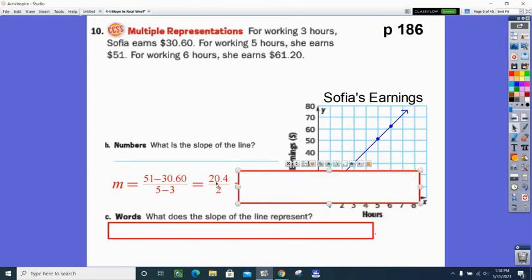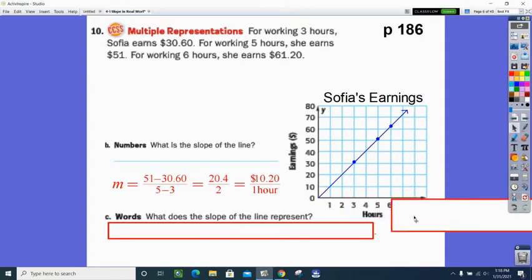So basically, she's earning $20.40 for every 2 hours. We want it as a unit rate. So let the 20.4 head into the calculator first, divide it by 2, and she is earning $10.20 per hour. I forgot to say something about these units. I'm going to go back for 1 second.